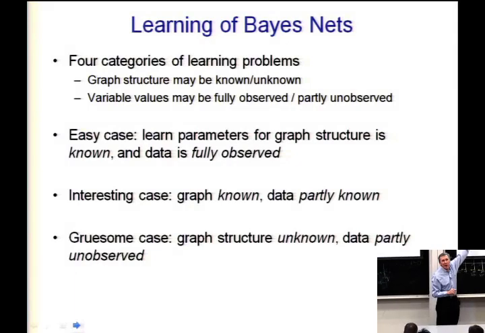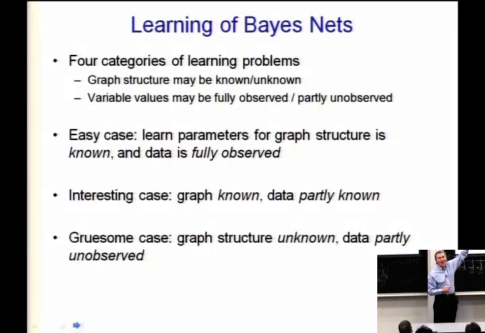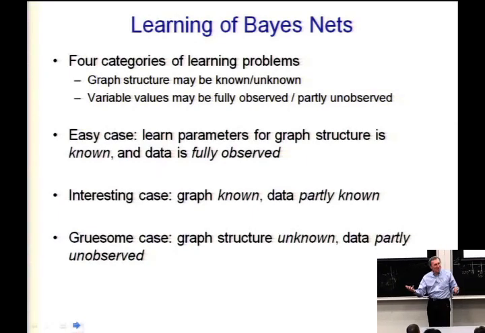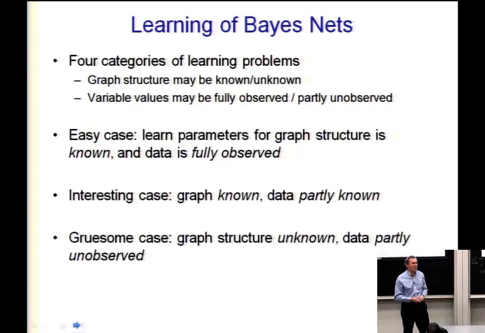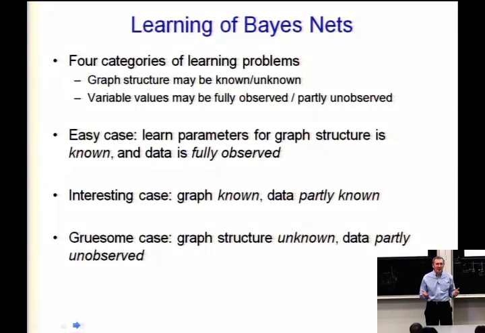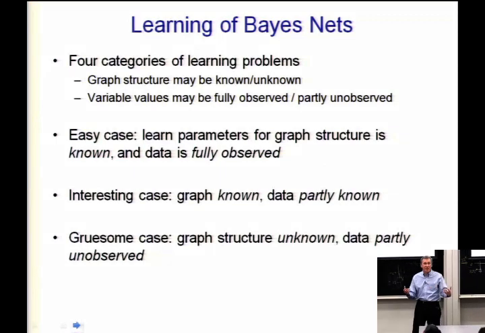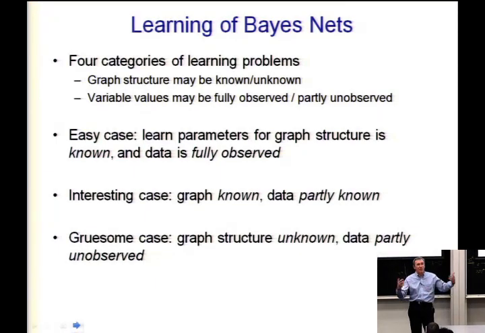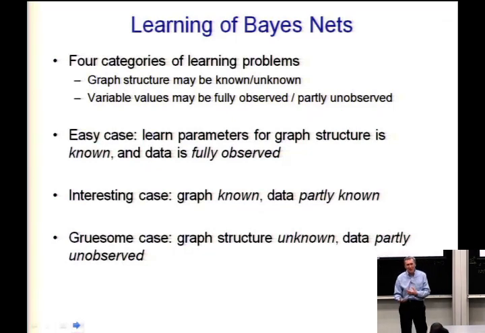Now, people do also work on what I would call the gruesome case of not being able to fully observe the variables and not knowing in advance the graph structure. But as you might guess, that's a more difficult problem, both in terms of working through the mathematics of what you want to do, but also in terms of the sample complexity, the amount of training data that we would need in order to estimate both the graph structure and deal with the fact that we don't observe all the data. So we're going to look at the easy case and the interesting case today.